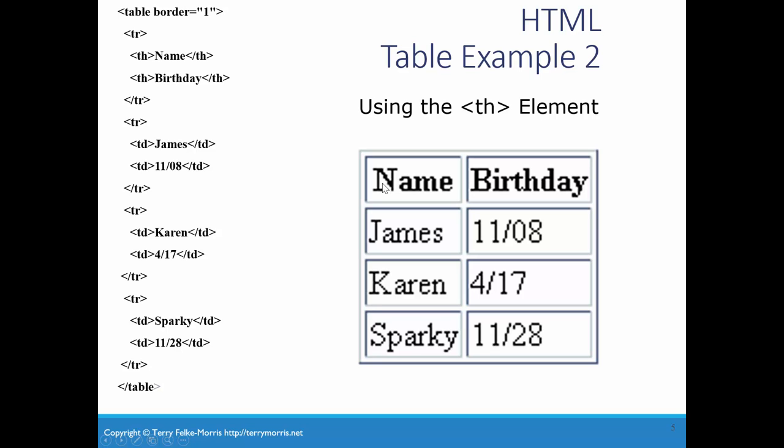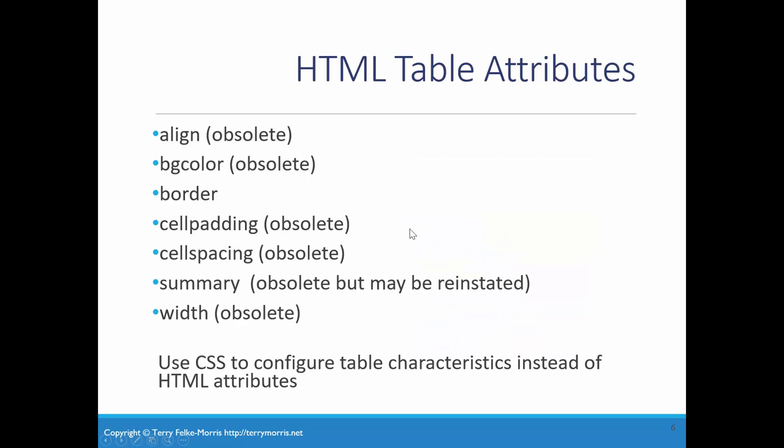Another table example. Here they have the headings in there, and you can hopefully see a little better how these are bolded. Now, when you put data into a table, alpha data is automatically left justified. Numeric data is automatically right justified. So here are some things you can do with tables, some attributes.